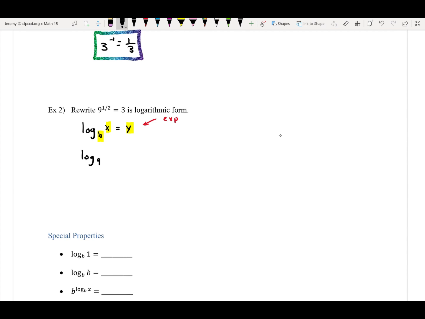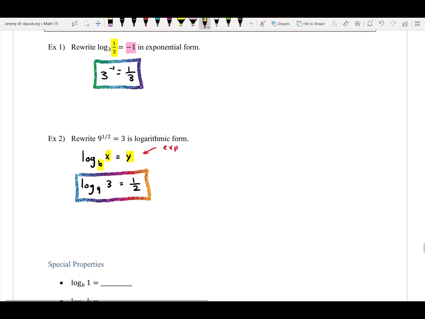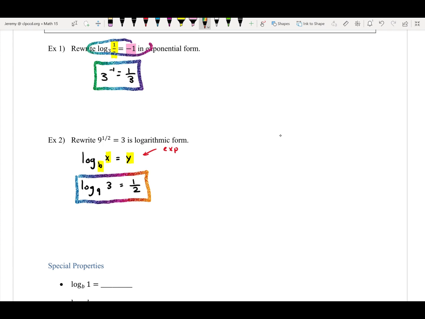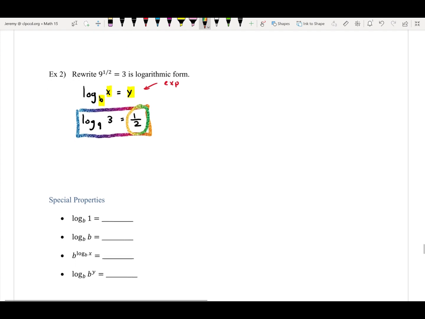So this is going to be log base 9 of 3 is equal to 1/2. So that is how we would write this in logarithmic form. We have to be able to go in both directions. We have to be able to take something in logarithmic form and recognize what's the base, what's the exponent, and we have to be able to look at something in exponential form and recognize what's the base, and where the exponent goes in this equation. That's usually how I think of it: the exponent is going to be isolated by itself on one side of the equation.